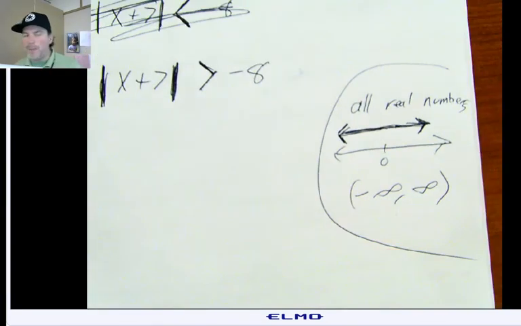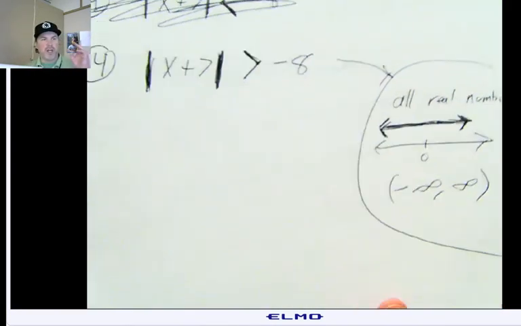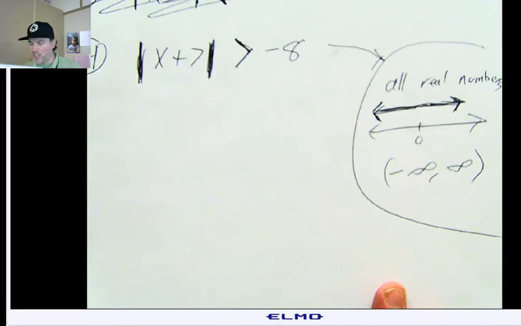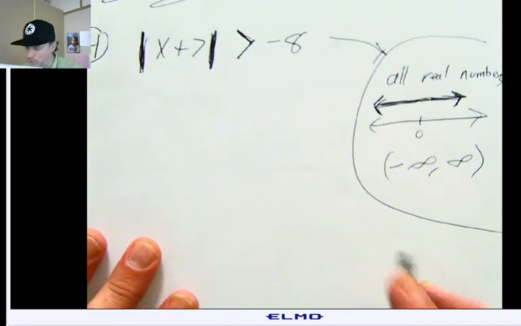Now, that's common sense. And if you see this problem like this and you're like, oh, I get it, an absolute value will always be greater than a negative, you can just go straight to this answer, boom, and you're done. If you don't see it, the math will help you get to an all real numbers answer as well.